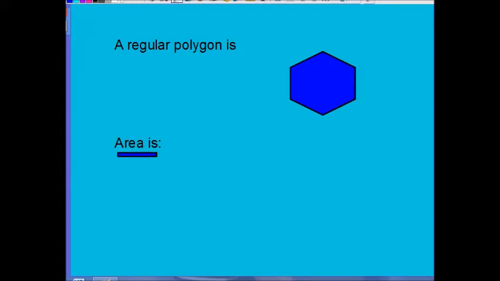Now, first thing we're going to do is talk about what a regular polygon is, and hopefully we already know this. A regular polygon is a polygon that has all equal sides and all equal angles. Now, in order for us to find the area of the regular polygon, I have a real short clip for us to watch.